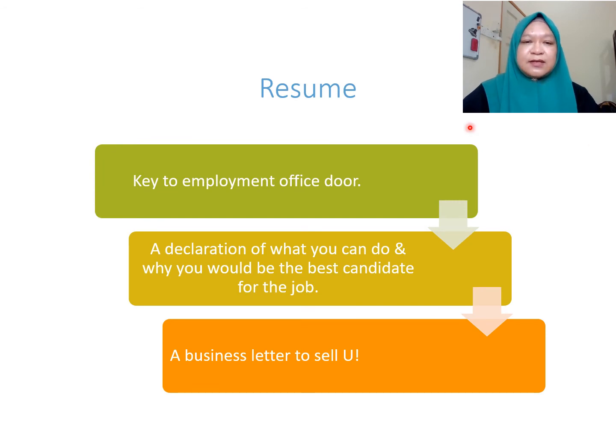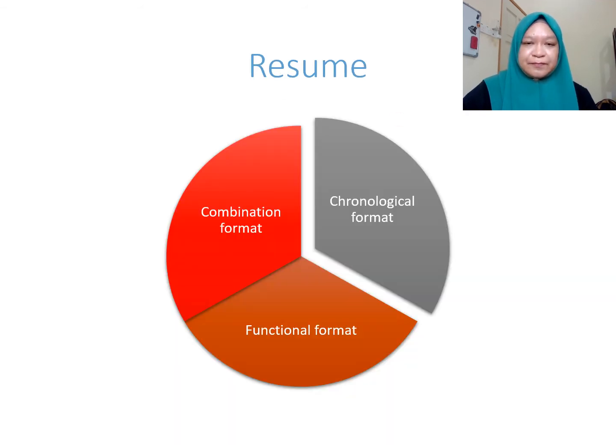So let's see the resume. What is a resume? A resume is the key to the employment office door, because in a resume you list all your achievements, your background, educational background, and working history. This is to sell yourself to the employer. There are three types of resume: the chronological format, the functional format, and the combination format. Usually the most popular one is the chronological format.